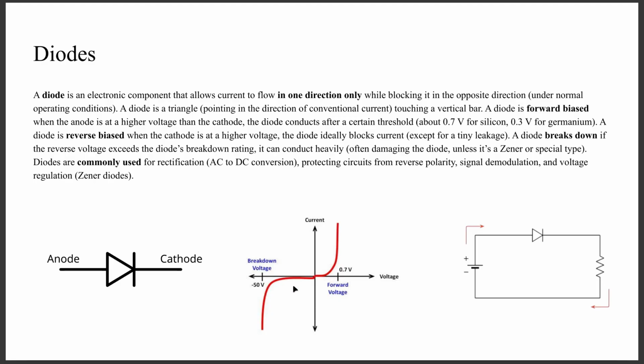The diode is reverse biased when the cathode is at a higher voltage. The diode ideally blocks current except for a tiny leakage. The diode breaks down if the reverse voltage exceeds the diode's breakdown rating. It can conduct heavily, often damaging the diode, unless it's a Zener or special type. Diodes are commonly used for rectification, protecting circuits from reverse polarity, signal demodulation, and voltage regulation, such as with Zener diodes.